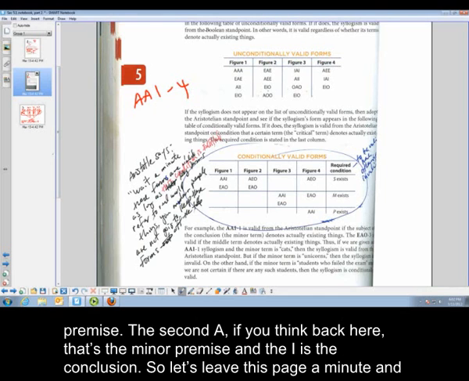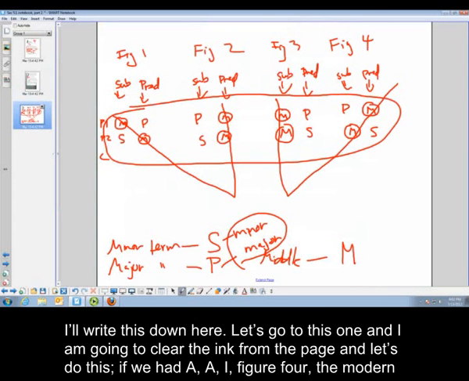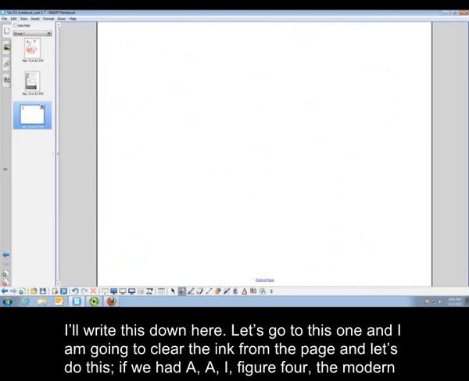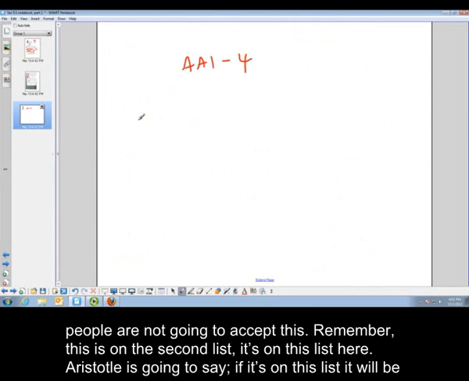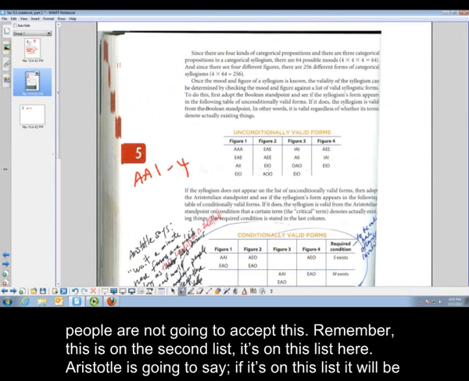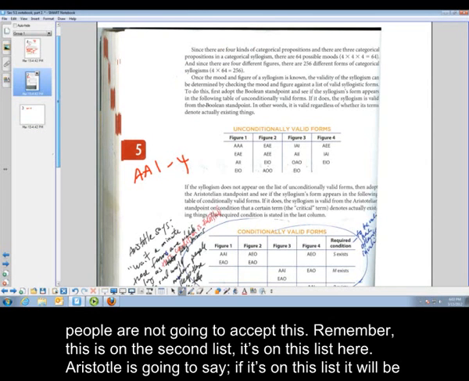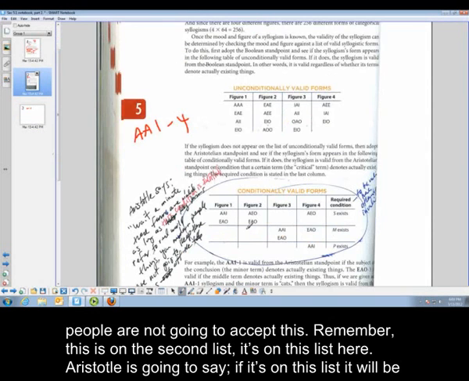So let's leave this page a minute, and I'll write this down here. Let's go to this one. And I am going to clear the ink from the page, and let's do this. If we had AAI figure 4, the modern people are not going to accept this. Remember, this is on the second list. It's on this list here.